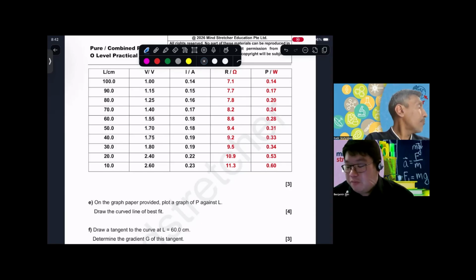So I get you guys to finish the table for me, and then I want you to try and plot the graph. After you are done plotting the graph, also help me to find the tangent of the curve at L equals 60 centimeters. I get you all to try this on your own first.